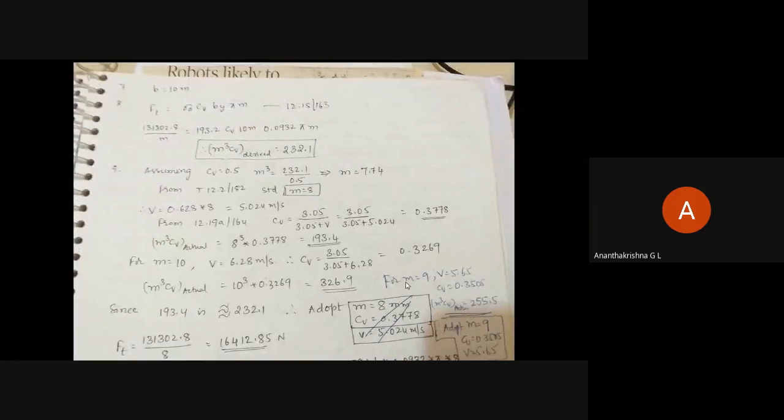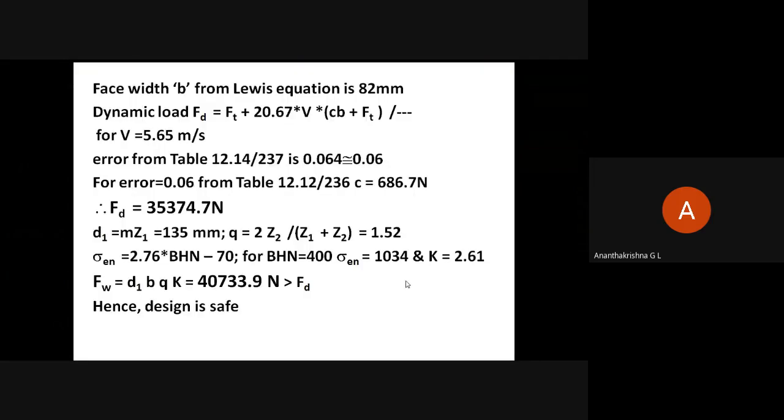81.785. Excellent. That is 82 mm. Round it off to 82 mm. So this is the value of B, 82 mm, from Lewis equation. Others, have you found out the value of B from Lewis equation? Yes, sir. Okay.